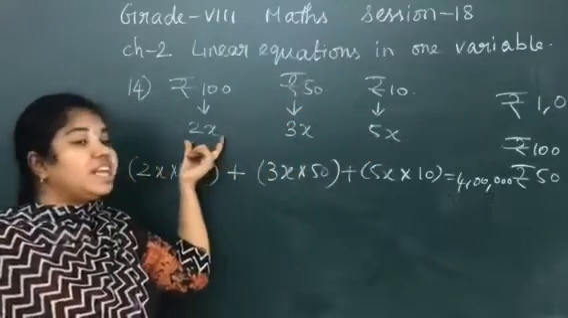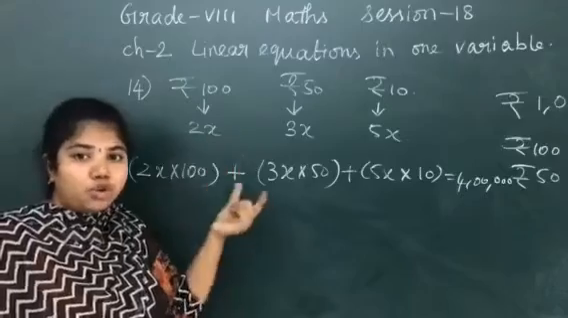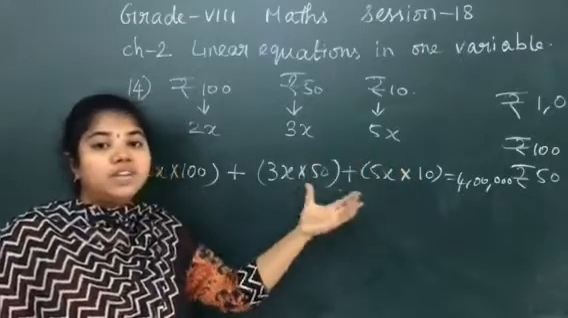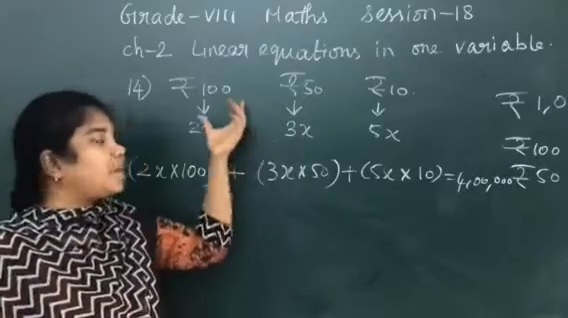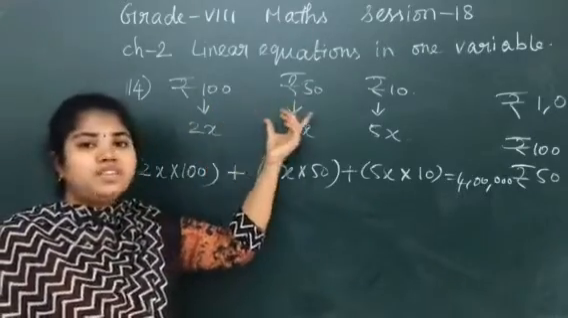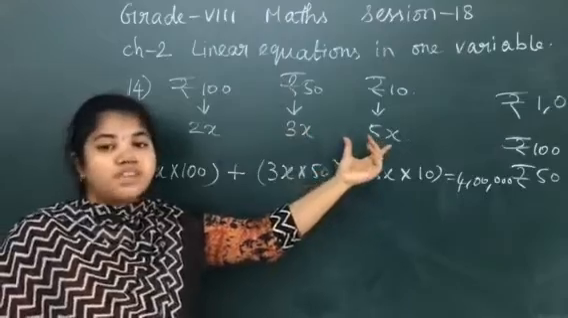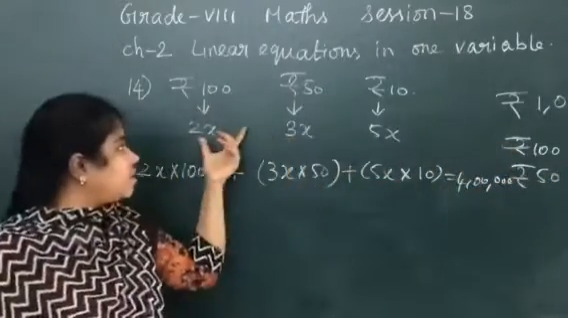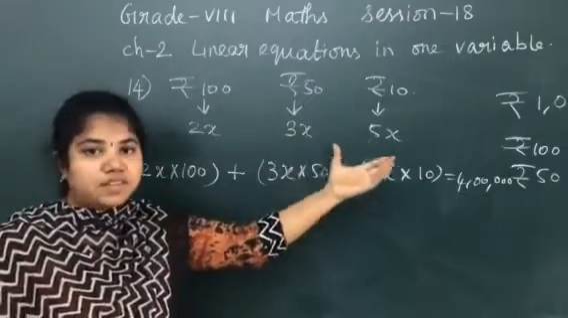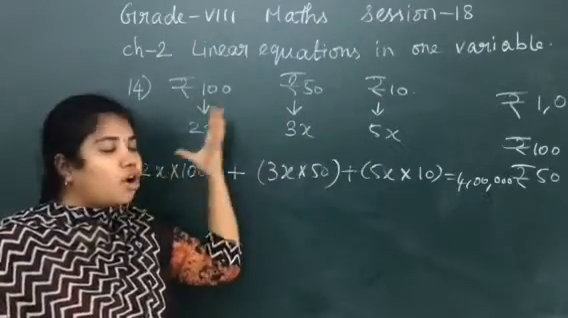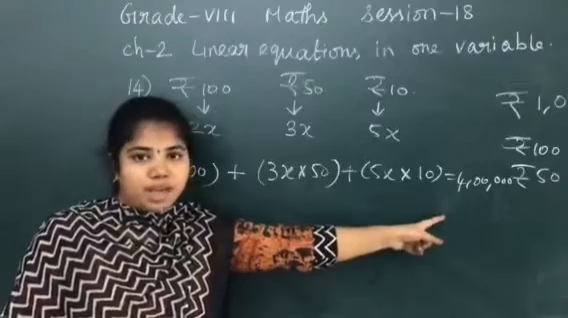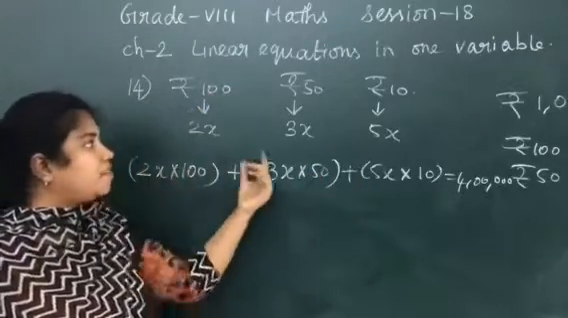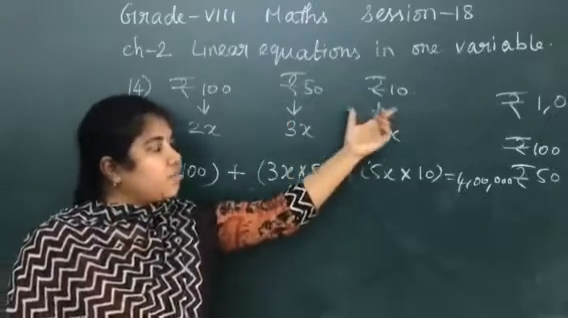Why am I considering x here? Because I need to know the total amount 4 lakh, how it is denominated: how much is denominated for 100, how much for 50 and how much for 10. In such a way I have to find out. So it is considered as 2x, 3x and 5x. Now if you add all the amounts, you will get 4 lakh rupees. Am I right? So the total amount is 2x into 100 plus 3x into 50 plus 5x into 10.